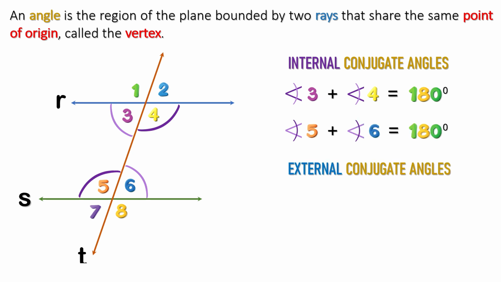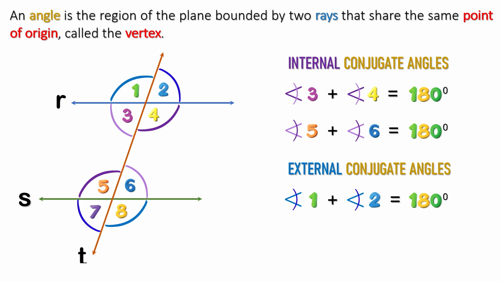Secondly, external conjugate angles, where the sum of the amplitudes of angles 1 and 2 is equal to 180 degrees. Analytically, this is written as. And the sum of the amplitudes of angles 7 and 8 is equal to 180 degrees. Analytically, this is written as. And this would be the classifications of conjugate angles.